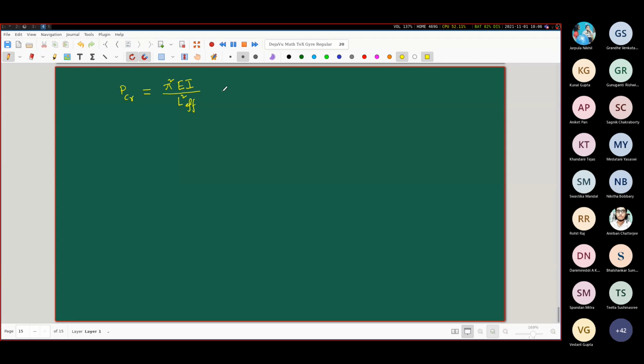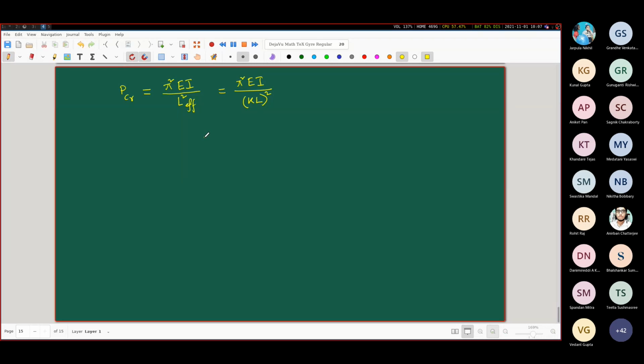Okay, so sometimes this is also written as pi square EI divided by K L whole square, where K is the factor associated with the particular boundary conditions. For different boundary conditions, we'll have different K. There's different ways of writing the same thing, okay? Because in different books and different places, they mention these kinds of things. I thought that I'll make you familiar with it.